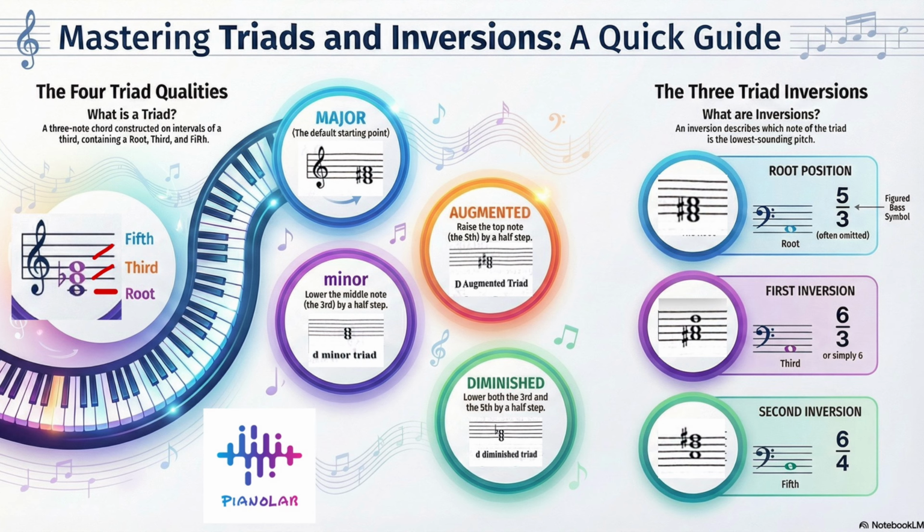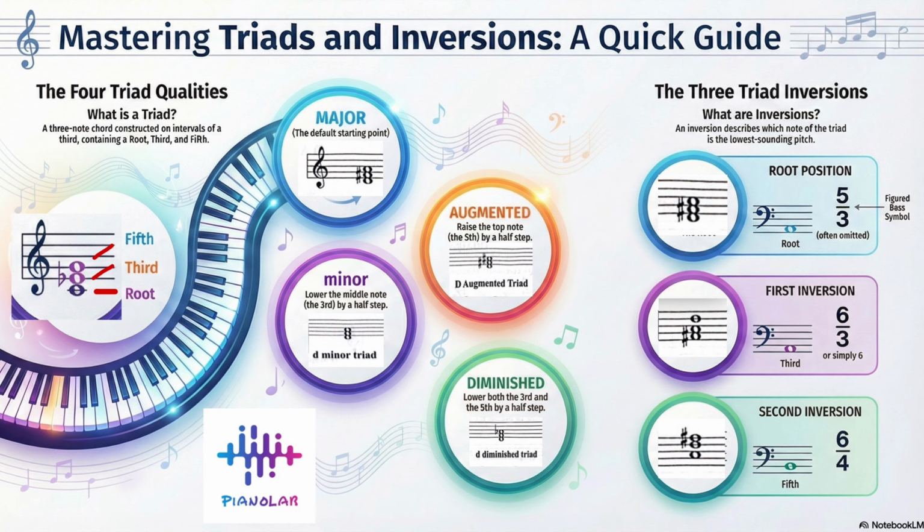Okay, so we know root position. What's the first move? That's the first inversion. And that's what you get when the third of the chord is the lowest sounding note. The middle note moves to the bottom. Right. And if you count the intervals above that new bass note, you'll find a third and a sixth. So the full symbol is 6/3. But, in practice, because the third is almost always there, it's usually just abbreviated to a simple 6. So if I see a 6 under a bass note, that immediately tells me that note is the third of whatever chord I'm playing. Immediately, it's a direct command.